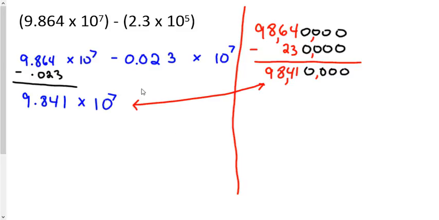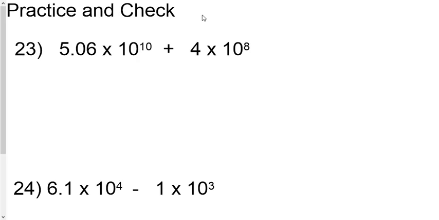So at this point, it's taken 5 minutes to go through it to try and show you how you're going to have to change this exponent. Essentially, I would go to the number that's smaller because it's got the smaller exponent, and I would move this decimal over the number of spots that you have to increase the exponent by. Go ahead and try these two practice and check problems. Hit play when you're ready.